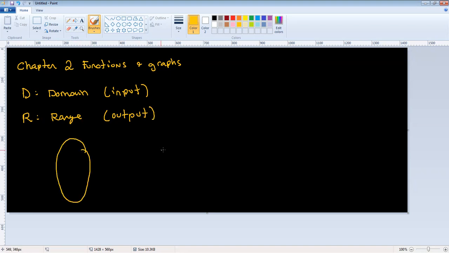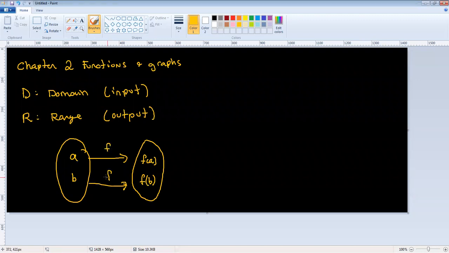And usually you have something like this and something like this. You have some type of input, and then some output, and then you have some type of function that is mapping on this. So if this is x, then this is f of x over here. If this is the domain, then this is the range.